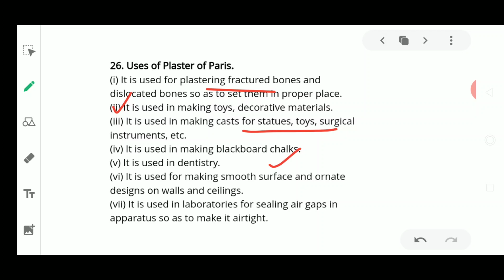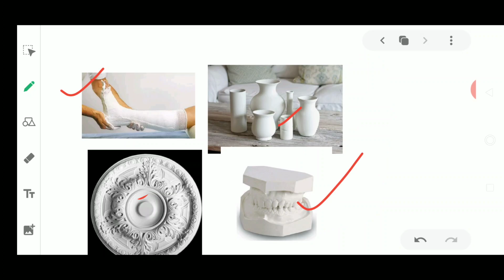It is also used in laboratories for sealing air gaps in the apparatus. So these are the various uses of plaster of Paris, and these pictures show you the various uses of it. These are the uses of POP, as it is known in short.